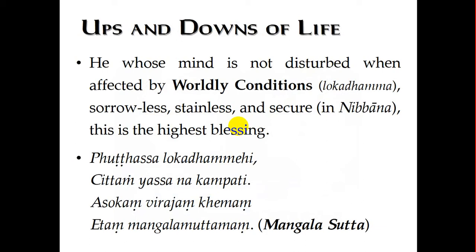So in the Mangala Sutta, the Buddha talks about 38 blessings, right? Among them, after talking about Nibbana, the Buddha taught this one: Potasa loka dhammehi chaitan yasanakam bati asokan vidajang keman etan mangala mautama. Loka dhammehi, worldly conditions. He whose mind is not disturbed when affected by worldly conditions. Here, worldly conditions can be both good and bad, right? Even though you experience good things, you can balance your mind, you can control your emotion, right? So that is one of the blessings.